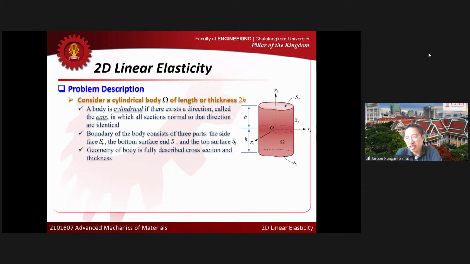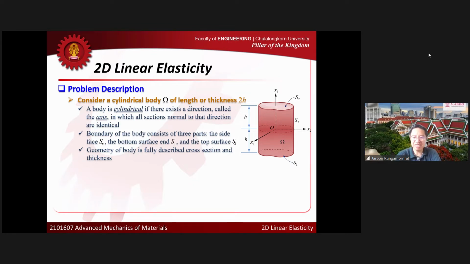So if the body that we focus on is simply the cylinder, we can say that the geometry of the body is completely described by what? The cross-section, right? Whenever you know the cross-section and you know the thickness or the length, the thickness of the body and the cross-section are sufficient to generate the whole body.